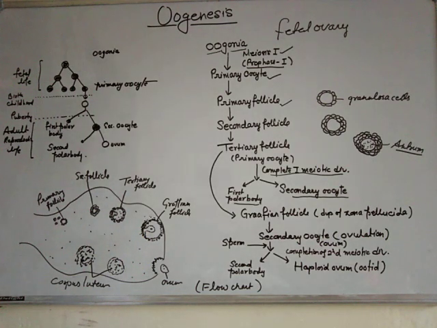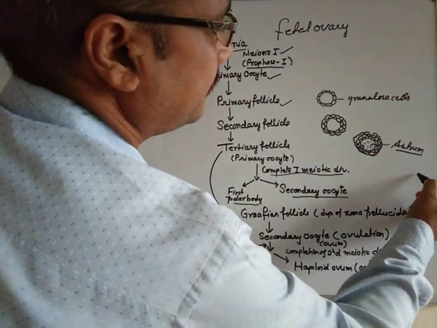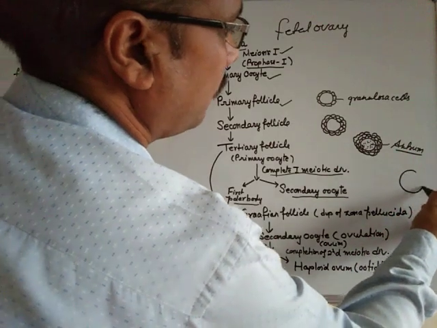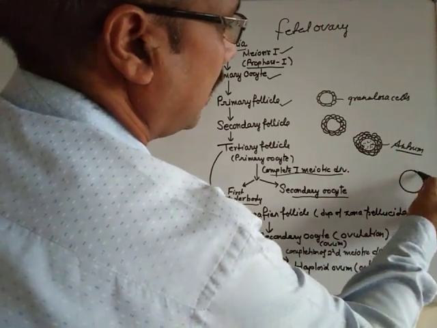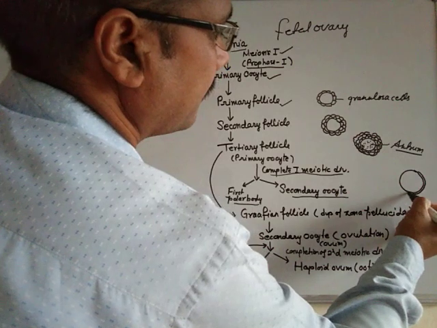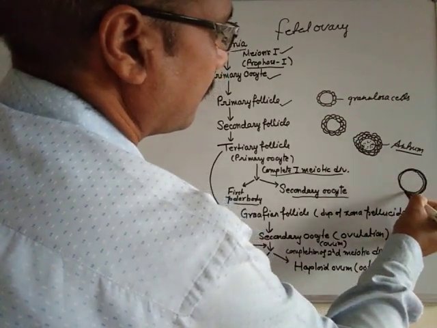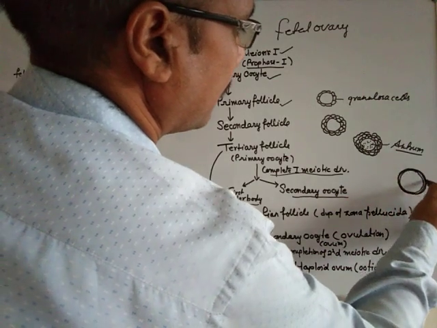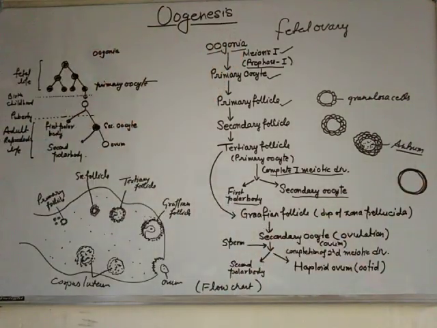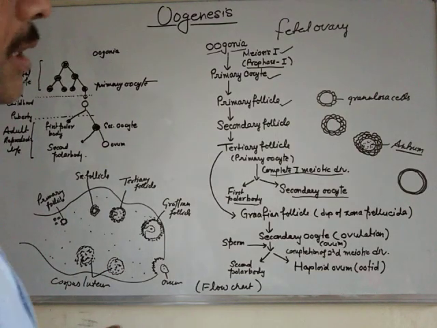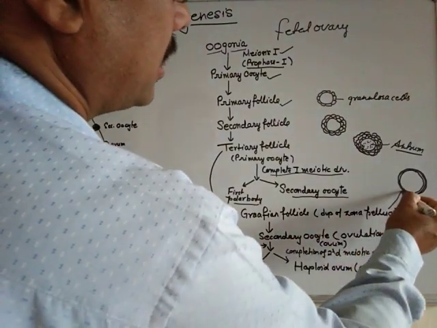There is an important feature of the Graafian follicle. The secondary oocyte in the Graafian follicle forms a membrane around it. This membrane is known as the zona pellucida.